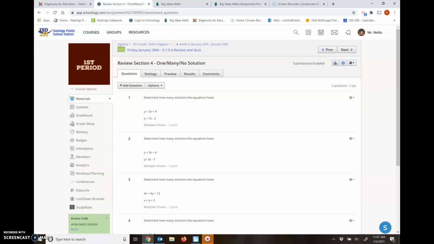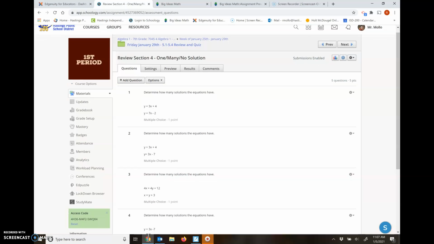Remember, one solution will look like question number 1. I can tell number 1 is a one solution because my x's are the same, and I can't multiply anything to make both my x's and y's the same. My y's are already the same, but then I look at my x's, 3x and 7x. I can't multiply anything like that to get it to be the same, so I know once my x's or my y's are different, it's going to be a one solution.